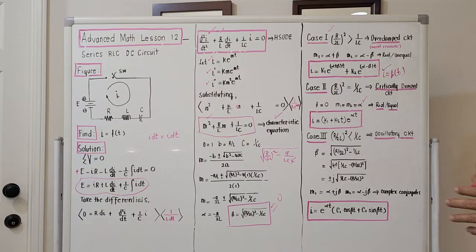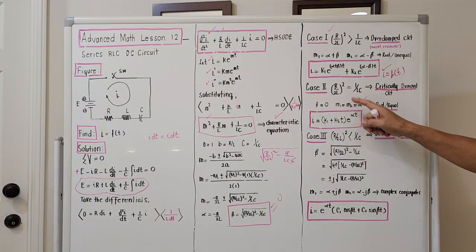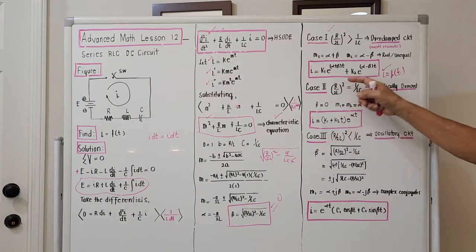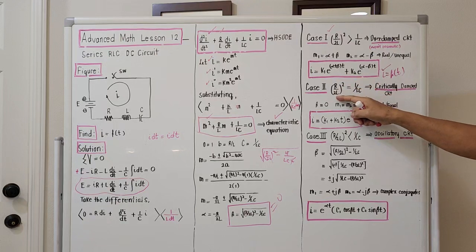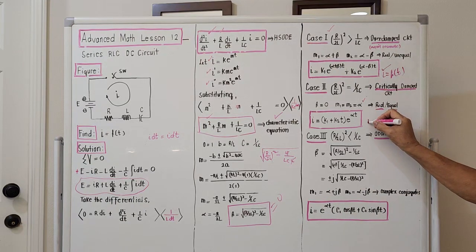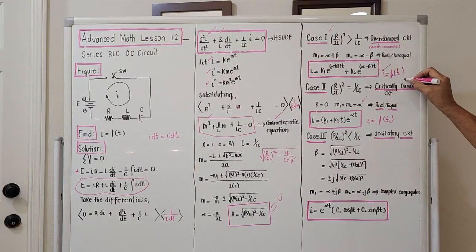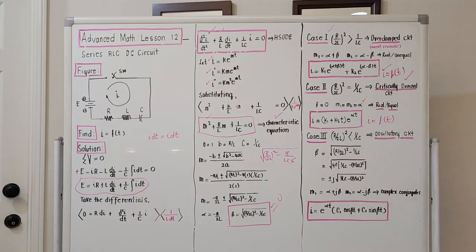And the equation of the current for the critically damped circuit under case number 2 will be (K1 plus K2 t) times e raised to alpha t. No more beta, because beta is 0, because the ratio (R over 2L) squared is equal to 1 over LC. So this will be the current as a function of time for case number 2, for the critically damped circuit. Critically damped, it will not oscillate.